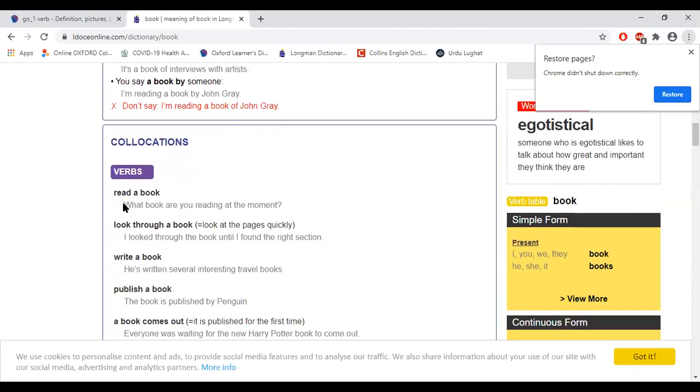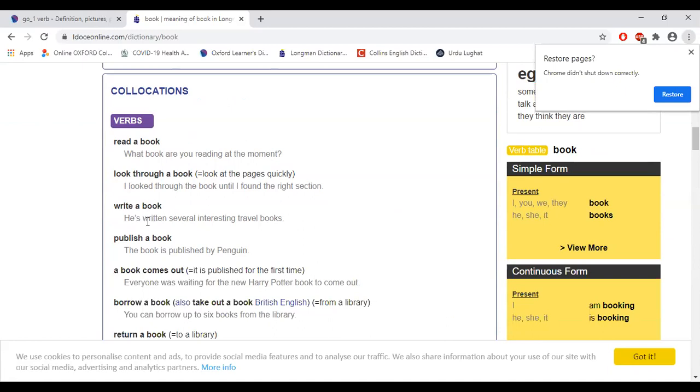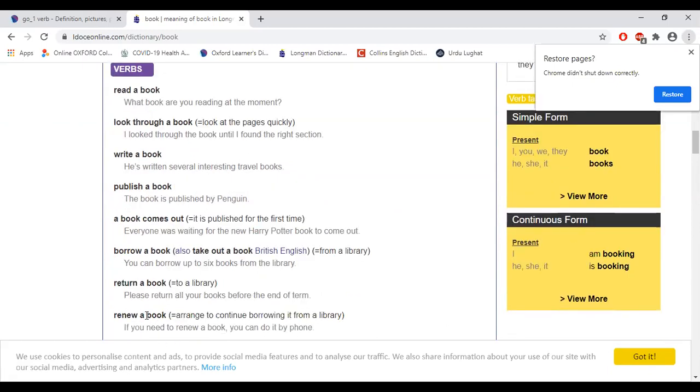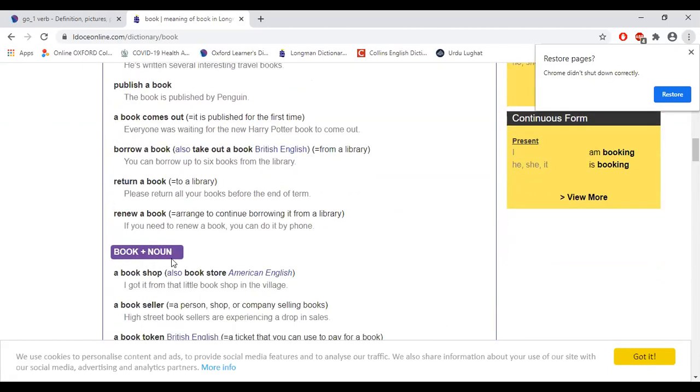Here you can say read a book. What book are you reading at the moment? It is showing collocation. Look through a book means look at the pages quickly. Write a book: he's written several interesting travel books. Publish a book: a book comes out. Borrow a book, return a book, renew a book. Then book plus noun.